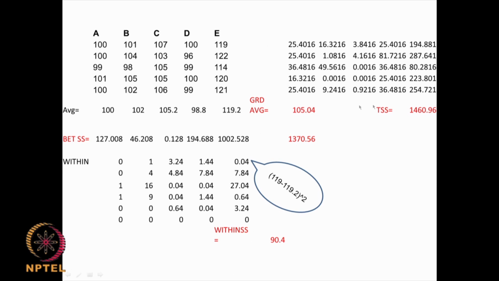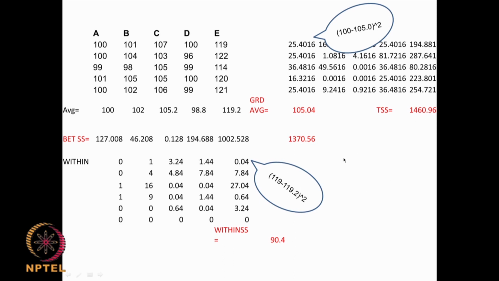How do you calculate the total sum of squares? Each term, 100, you subtract from the grand average or the global average and square, 100 minus 105.04 square, like that. So, you will get 25 terms, add up all of that, that will give you the total sum of squares. You see, if I add the between sum of squares and within sum of squares, I will get the total sum of squares. 1370 plus 90 is 1460.